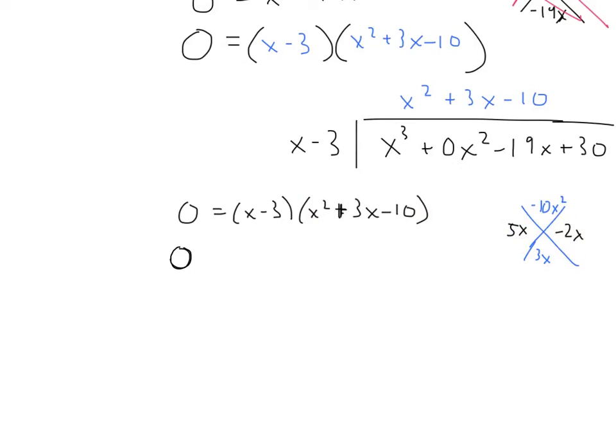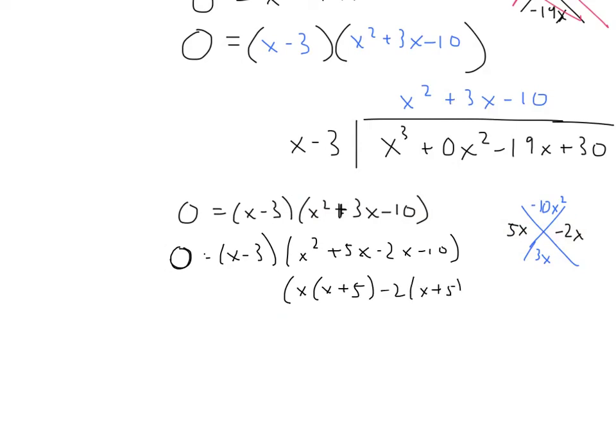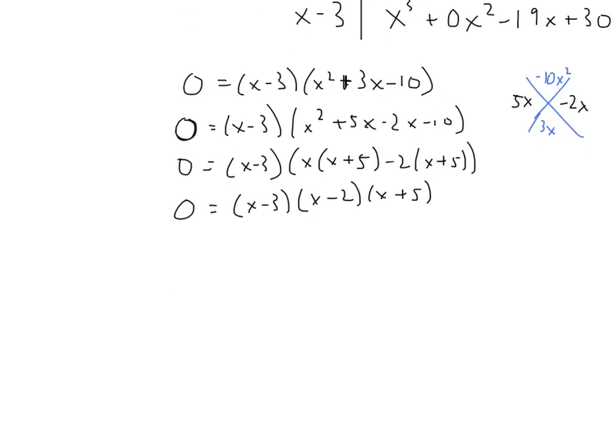So we have x minus 3, that doesn't change. This is going to be x squared plus 5x minus 2x minus 10. And then if we factor this, this is going to be x times x plus 5 minus 2 times x plus 5. The x minus 3 is going to stay the same. So we end up with 0 is equal to x minus 3 times x minus 2 times x plus 5. Almost done. Let's find the zeros.